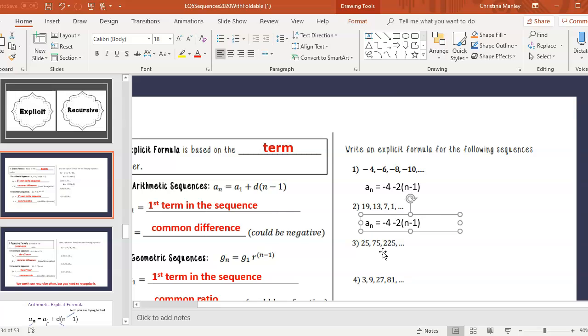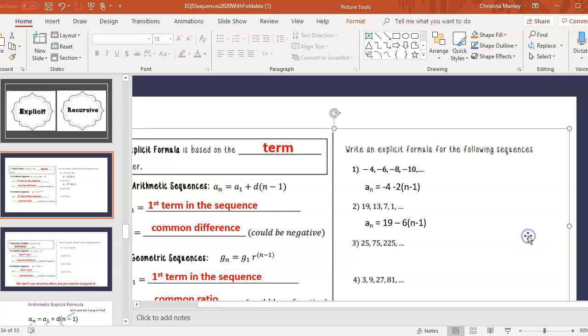So again, I have an arithmetic sequence. So I'm going to use this same formula over here, the explicit formula for arithmetic sequences. I've already got my A sub n. So I'm just going to delete the rest out. So this time, 19 is my first term, my A sub 1. My common difference was minus 6, so I'm going to say minus 6, and then parentheses n minus 1. And again, I'm just going to leave it like that.